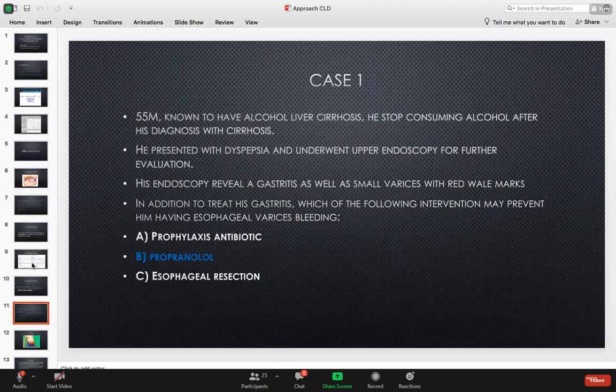So don't forget that all patients actually require surveillance, so they require endoscopy. And then when the varices are found, and if they are large, you offer them non-selective beta blocker plus or minus endoscopic intervention like ligation.